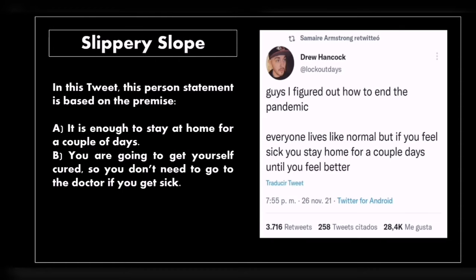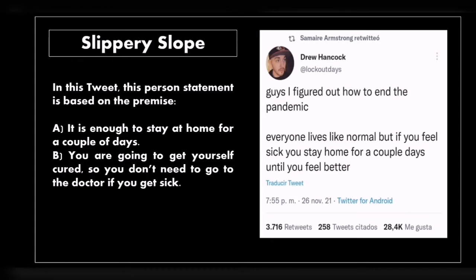Slippery slope. A slippery slope fallacy is an argument based on the premise that if one event happens, then a sequence of events will happen too as a consequence of the first event. This example is a tweet from a person called Drew Hancock. It had hundreds of commentaries and thousands of retweets and likes, which is why I consider it as an example.